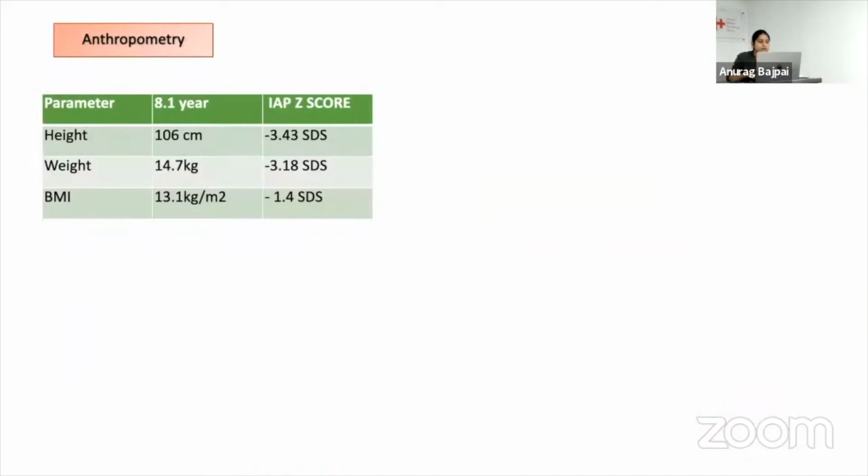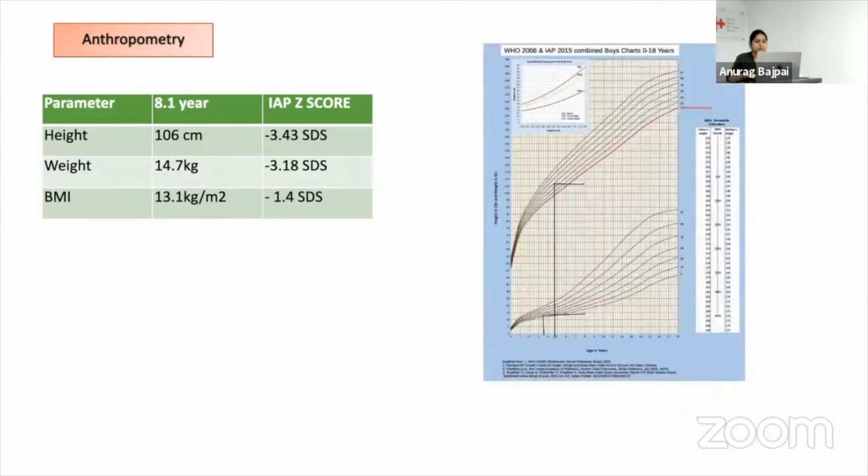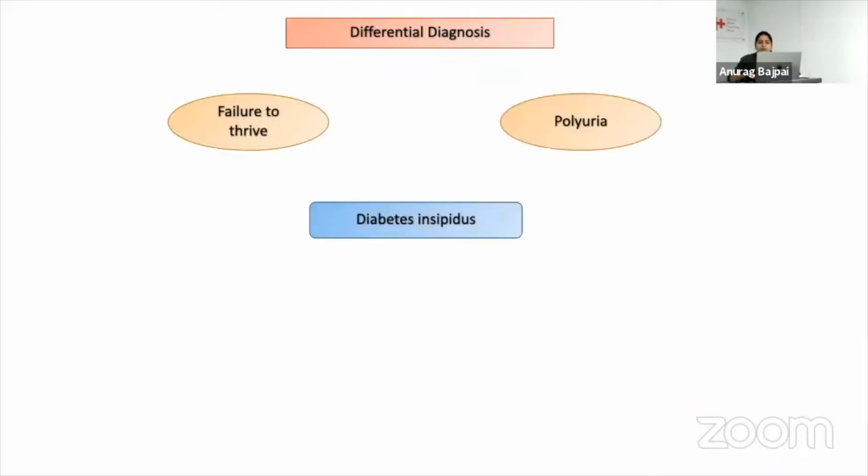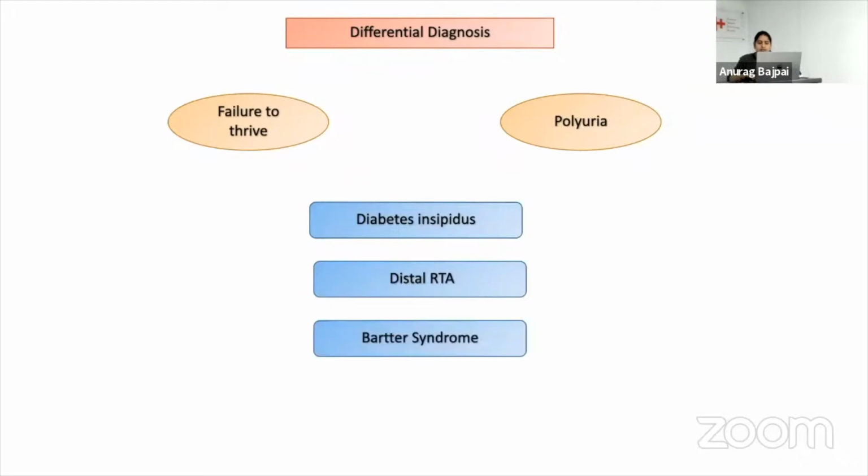Anthropometry: at the age of 8 years, his height is 106 cm, which is less than -3 standard deviation, and weight is 14.7 kg, which is also -3.18 standard deviation. Looking at the growth chart, it is clearly a nutritional pattern of growth failure. The differentials with failure to thrive and polyuria would be first diabetes mellitus, and second diabetes insipidus, RTA, Bartter syndrome.